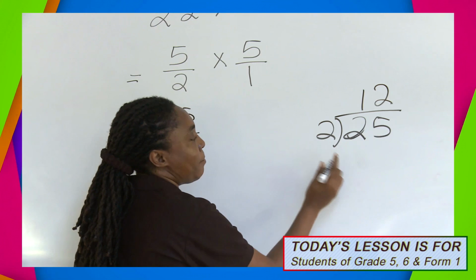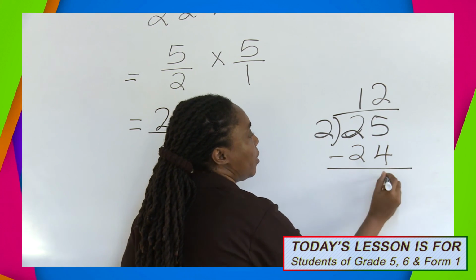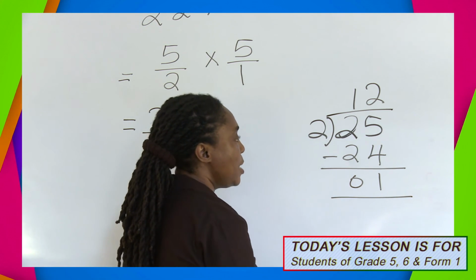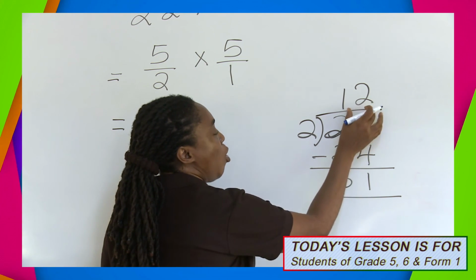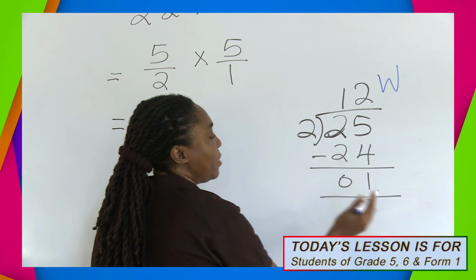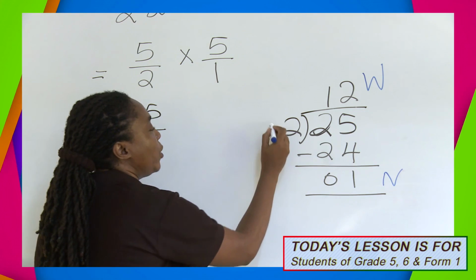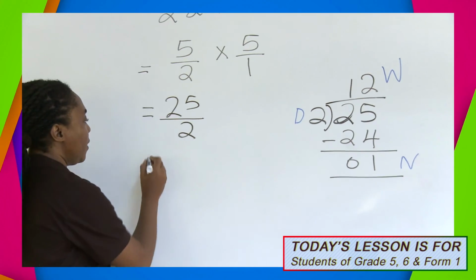So 12 multiplied by 2 will give me 24. So I'll have a remainder of 1. So let's place. What do we usually do? We know that our whole number will be this whole number we use. Our remainder will be our numerator, and our divisor will be our denominator. So let's use it over here.